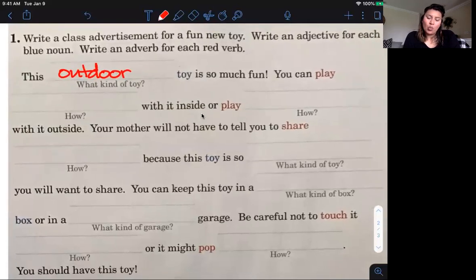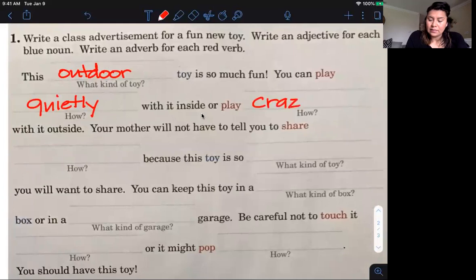blank with it inside or play blank with it outside. You can play quietly with it inside or play crazily with it outside. Your mother will not have to tell you to share once.